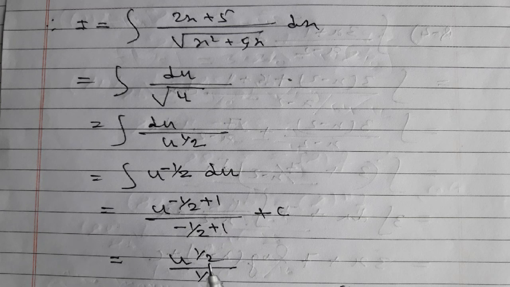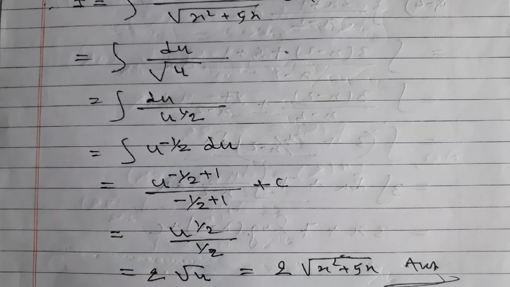Minus 1 by 2 plus 1, we get 1 by 2. That means u power 1 by 2 divided by 1 by 2. If we take the reciprocal, u power 1 by 2 is divided by 1 by 2. So divide, change, and multiply. If we change divide into multiply, we have to take the reciprocal of the denominator. So the reciprocal of 1 by 2 is 2. That means changing divide into multiply, we get 2 times u power 1 by 2.